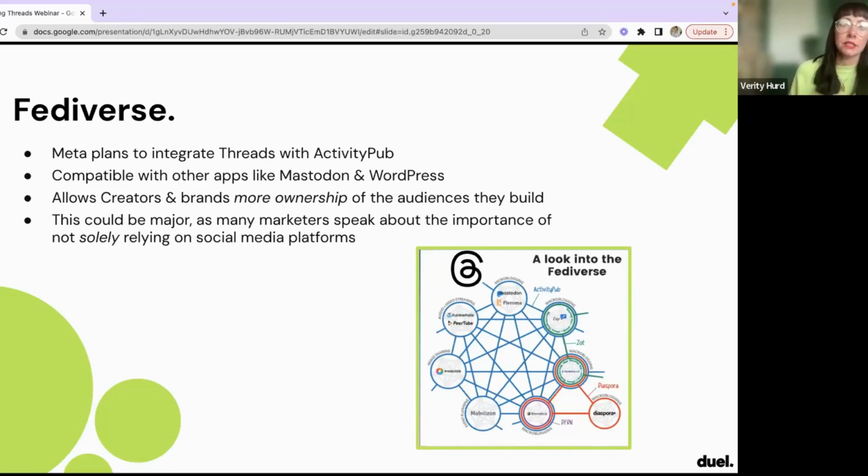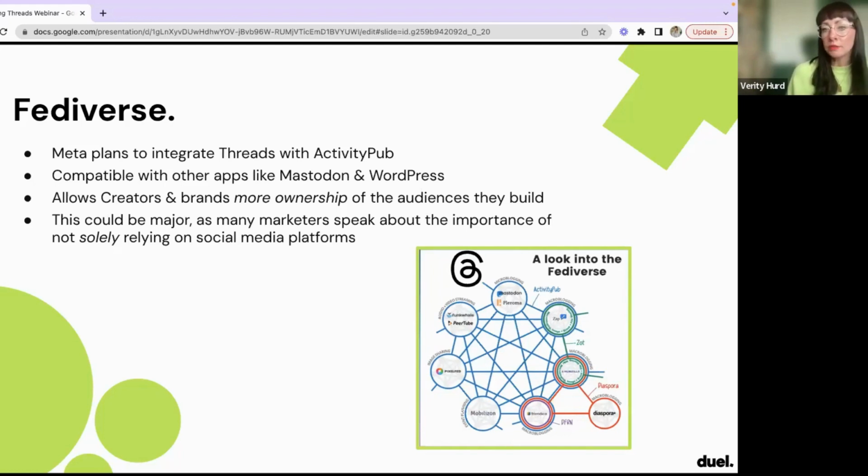And the idea is to have a group of decentralized and independently run servers or platforms operating in an interconnected online space. So basically, Threads is being built so that it works within this multiverse, using protocols called ActivityPub. It essentially allows Threads to work with other decentralized social media platforms. So if you're familiar with something like Mastodon, this will be quite a familiar concept to you as well.